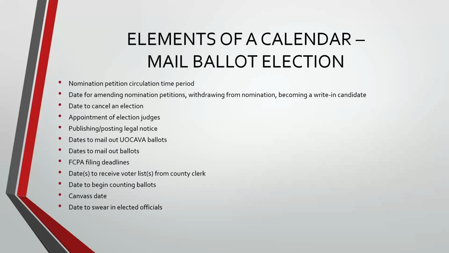Okay, so in a mail ballot election, things are going to be very, very similar. The nomination petition circulation time period is the same, 91 days to start, 71 days to turn it in. The dates for amending the petitions are actually the same. Withdrawing and becoming a candidate, they are the same as well. The date to cancel the election is the same, but the appointment of election judges is slightly different. It still is no later than 15 days before the day of the election.